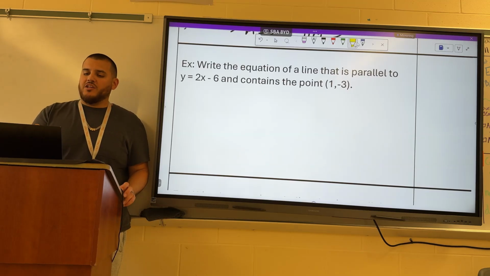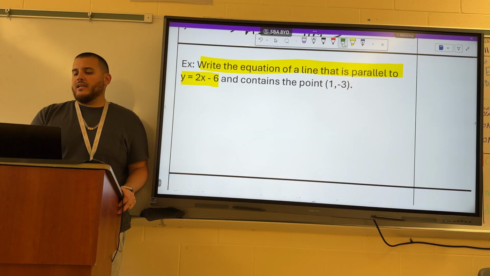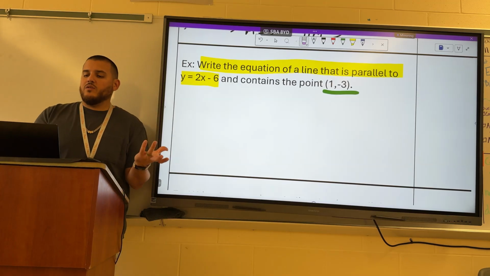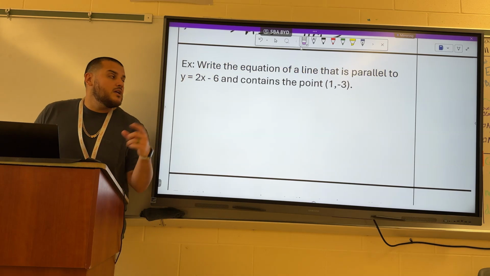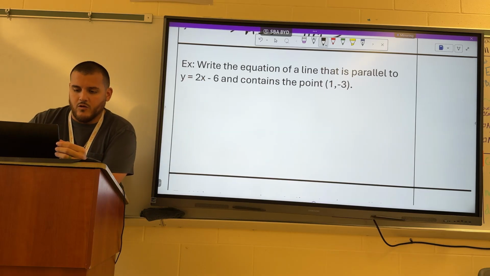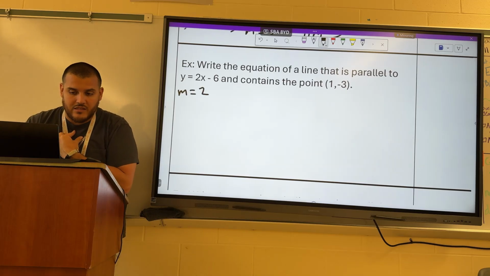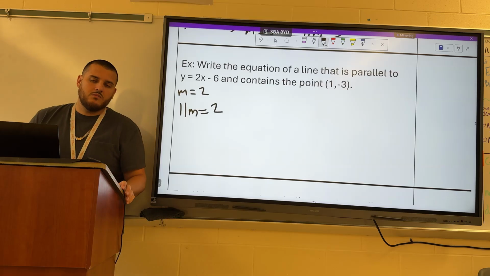We are going to write the equation of a line that is parallel to y equals 2x minus 6, and our line is going to contain the point (1, -3). Just like we did before, the first thing we need to do is determine the slope of our line. The slope of this line is just the value in front of x, so the slope is +2. Because our line is parallel, we need to recall that parallel lines have the same slope. So our slope is also going to be 2.